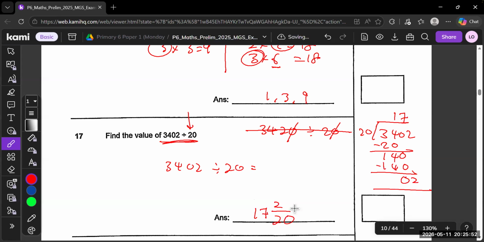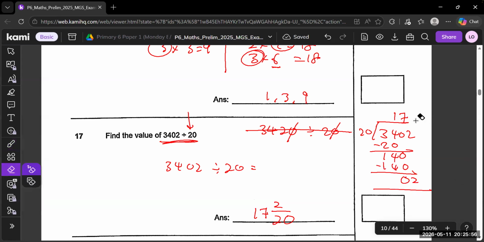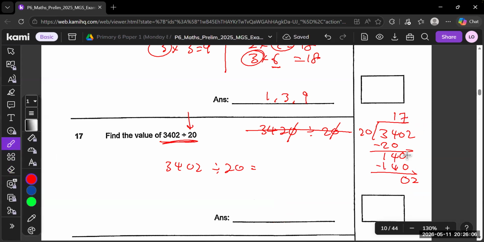Wait, did I make a mistake? Oh, no, sorry. I forgot to continue to divide, right? Hang on. I think I made a mistake somewhere here. Okay, this is not 17. I haven't completed the dividing yet. So 0 times 20, 0. Okay, I forgot to finish the dividing. So you complete the dividing already.